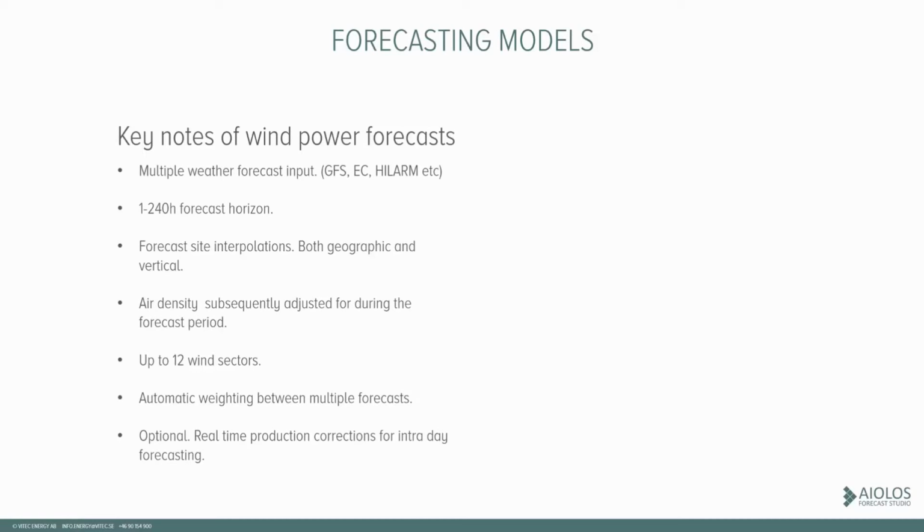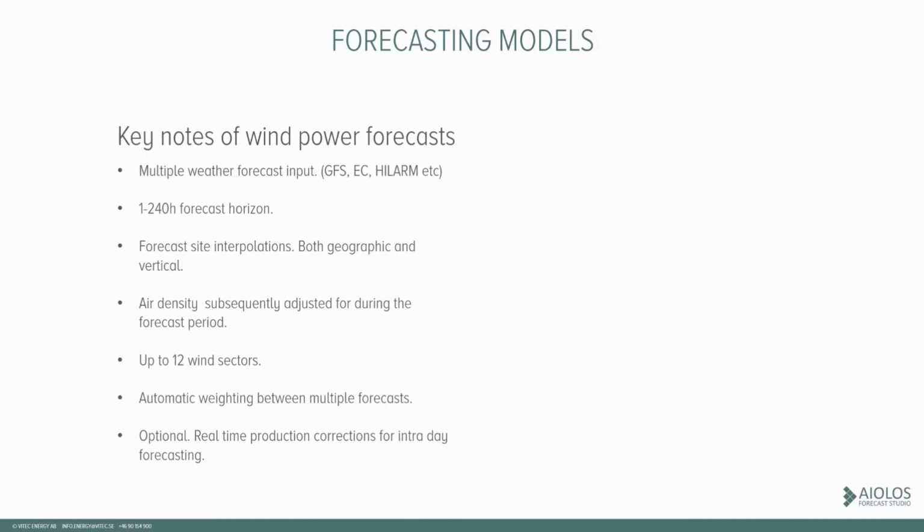When we get these weather forecasts, we interpolate both in a geographic way and in a vertical way to find the exact point that we need to make a forecast for. If we have one specific windmill, we will take the hub height and the longitude and the latitude. If we have a bigger park, a bigger farm of wind power, we will take one spot in the middle, for example, that could represent the whole area. The air density is adjusted during the forecast period, so we take that into consideration as well.